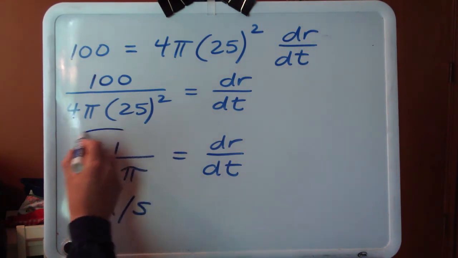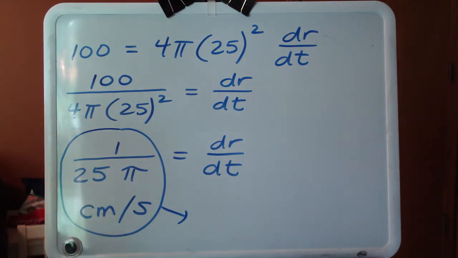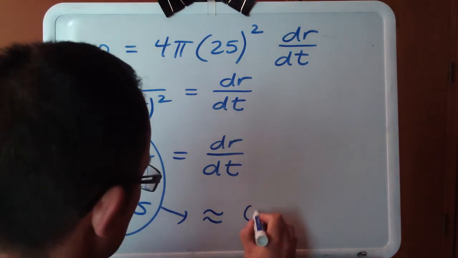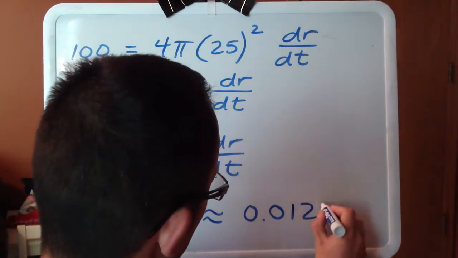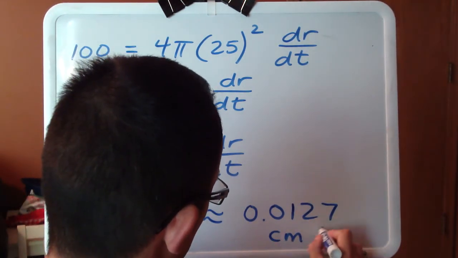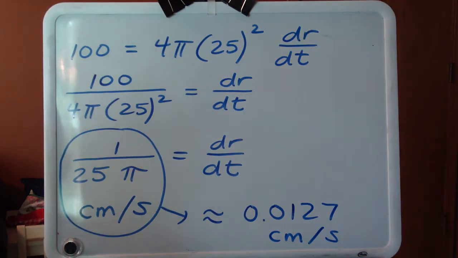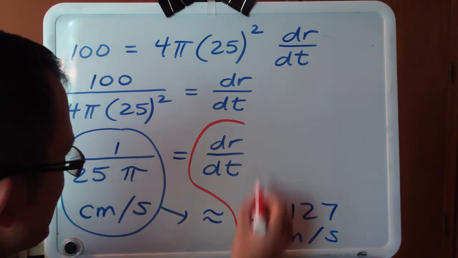It would be nice to convert this to a decimal so we can interpret it more carefully. That's always a good idea. So this is a pretty small number, so we can just round it off here. So it's about 0.0127 centimeters per second. So that is the rate that we're after in this problem. That is how the radius changes with respect to time, our information here.